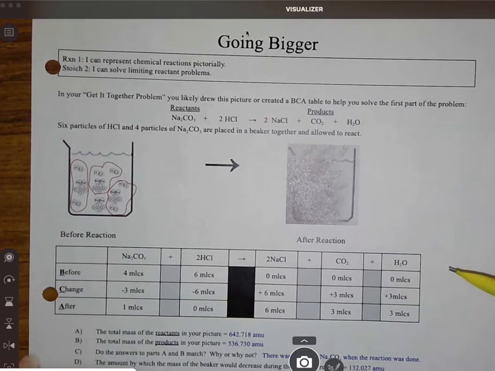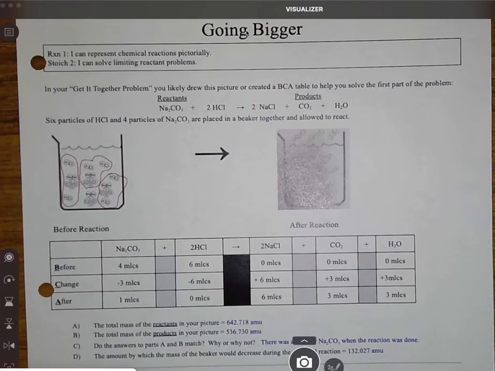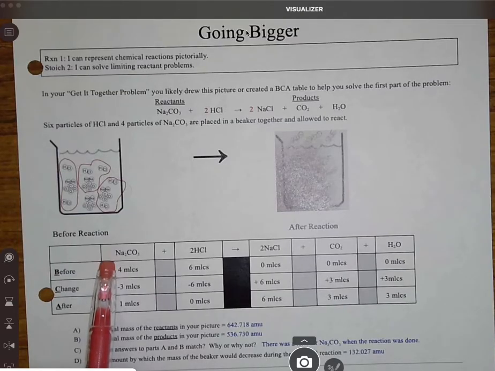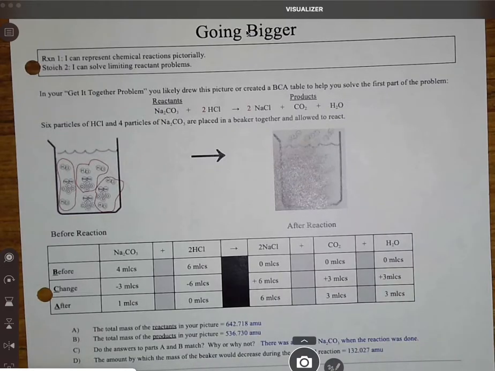But if we had decided to do a BCA table, this is the BCA table that would have gone with that situation. The reason that I've got this drawn here is that I want us to, again, take note of the ratio idea. My balanced chemical equation is a 1 to 2 to 2 to 1 to 1 ratio. My change row is 3 to 6 to 6 to 3 to 3. That is the exact same ratio as what we have in our balanced chemical equation.